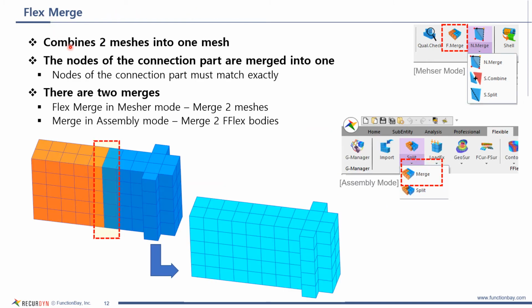Flex merge is a function that merges two meshes into one mesh. At this time, the nodes of the connection part must exactly match. When two meshes are combined into one mesh, nodes of the connection part belonging to each mesh are merged. Two meshes are eventually merged into one.